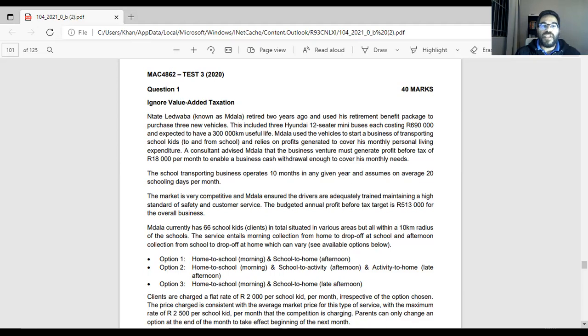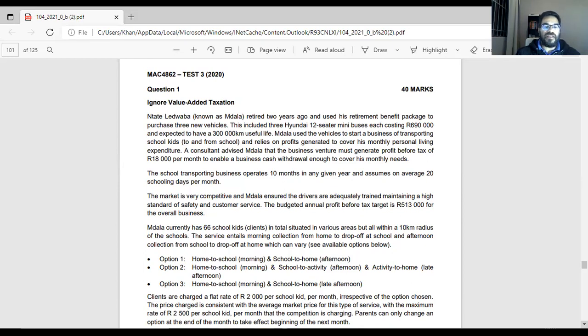What's also important in that first paragraph, you understand that he has 3 vehicles, each costing 690,000, each with a useful life of 300,000 kilometers, and that his business venture needs to be able to generate profit before tax of 18,000 Rand per month. So they say he needs 18,000 Rand per month in order to enable him to withdraw cash to cover his monthly needs. Okay. So just keep your head straight. It's always good to highlight numbers.